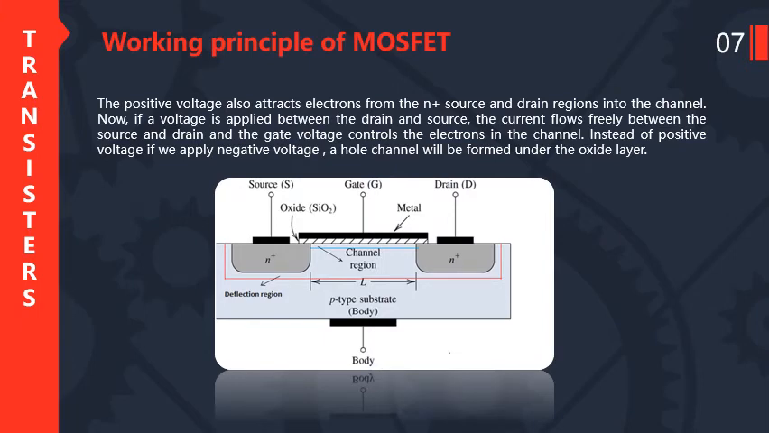This is a practical diagram or working diagram of MOSFET. It has 4 terminals: source, gate, drain and body. You can see the depletion region in the diagram.